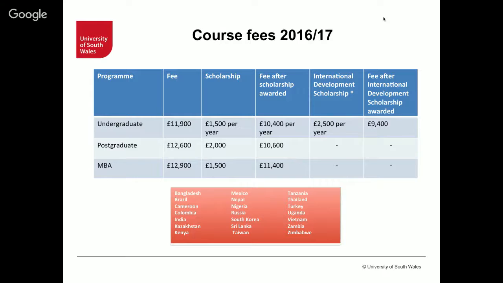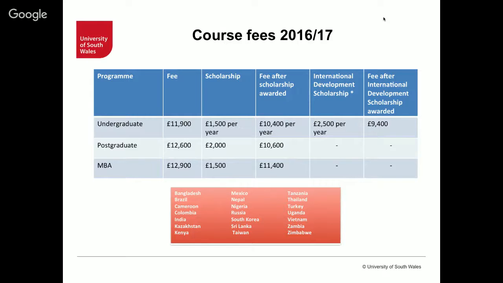So when you complete an application to study with us, one of the questions we ask you is who will pay your fees? And if you tick the box that says myself or my family, we know to award you that scholarship. If you tick the box that says the government or an employer is going to be paying your fees, we know not to award you that scholarship. So it is automatic.